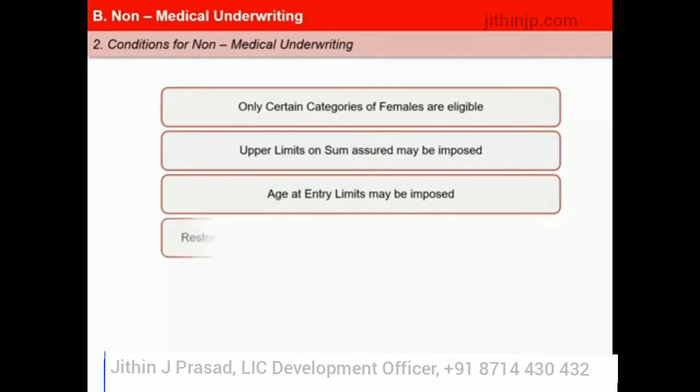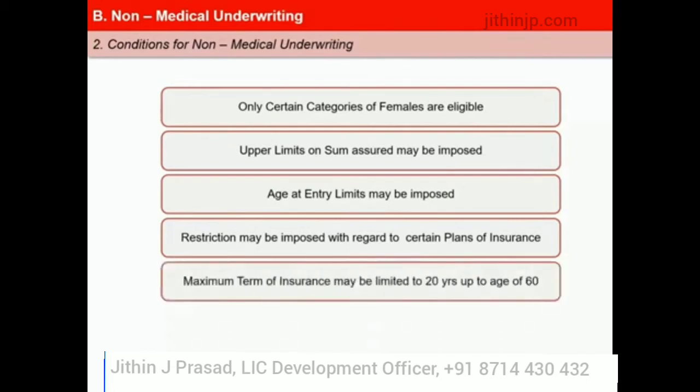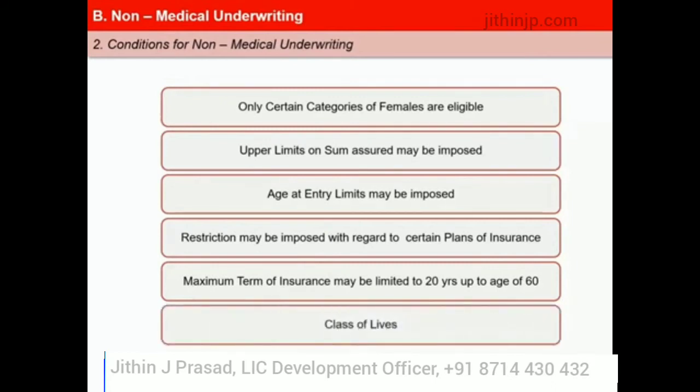Fourth, restriction may be imposed with regard to certain plans of insurance. For example, a term insurance may not be allowed under non-medical category. Fifth, maximum term of insurance may be limited to 20 years up to age 60. And sixth, class of lives. Non-medical insurance may also be allowed to certain specific categories of individuals, for example, employees of reputed firms, as these companies maintain proper leave records and may also have periodic medical examinations so that the employee's medical status can be verified easily.